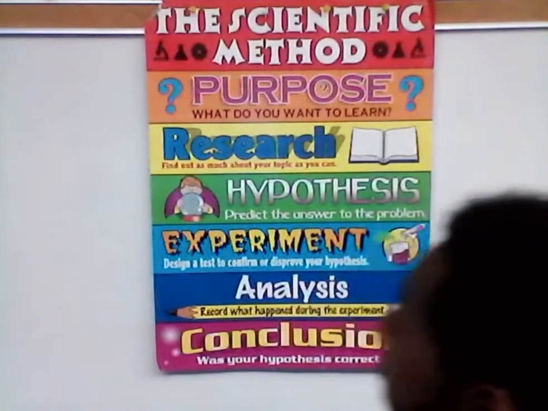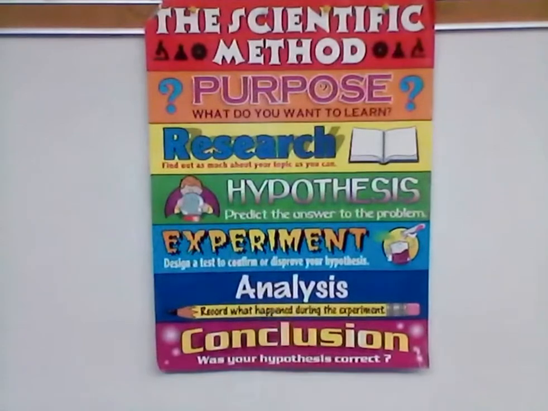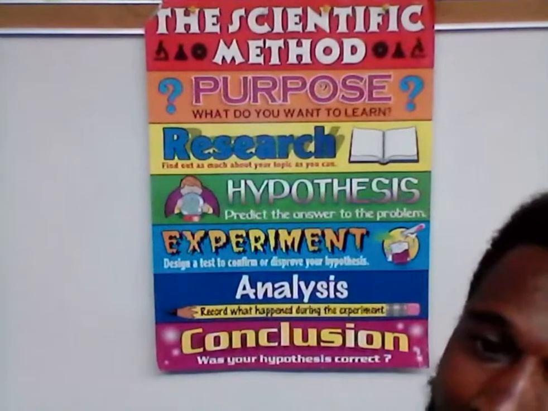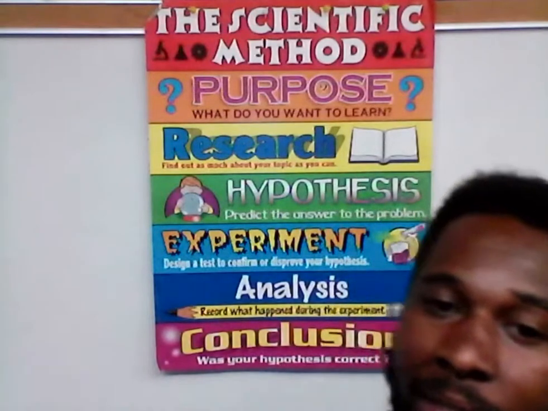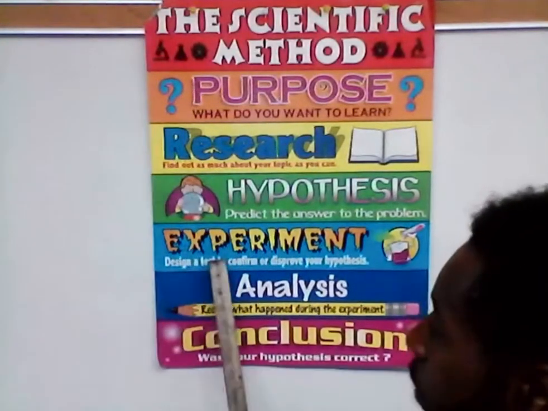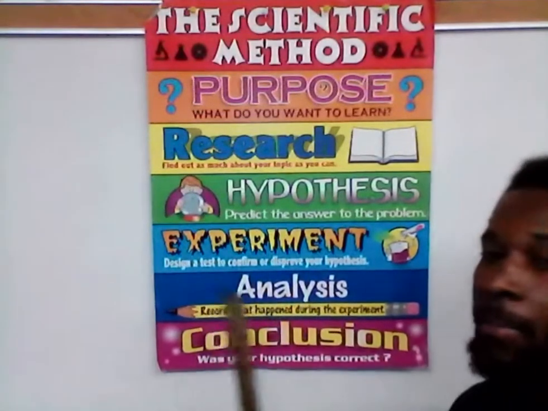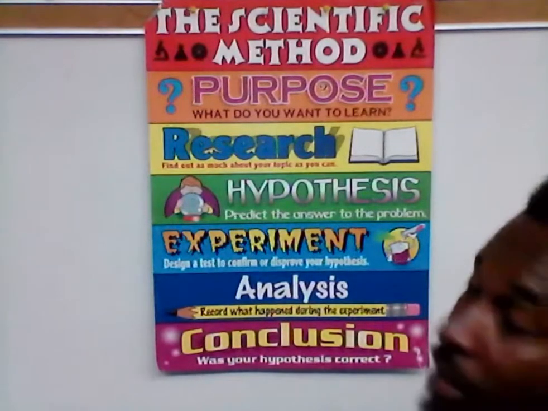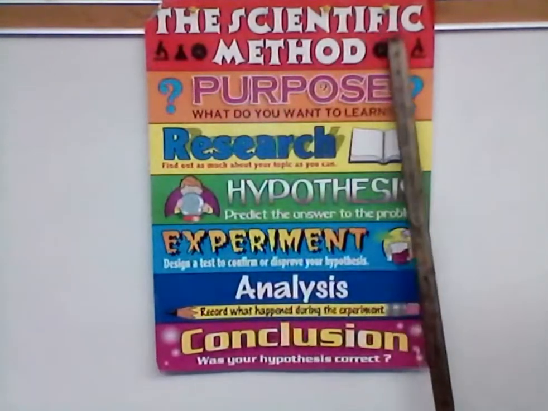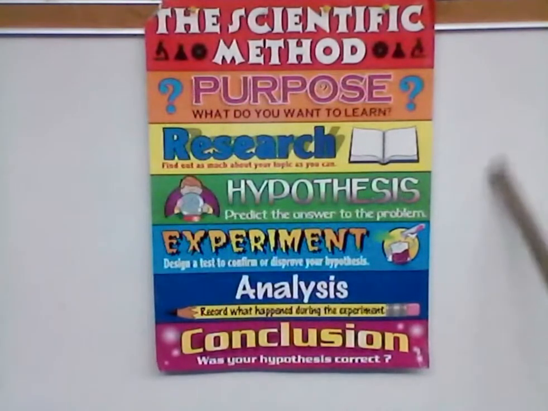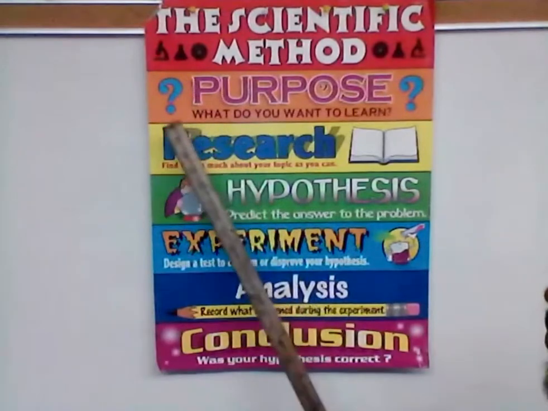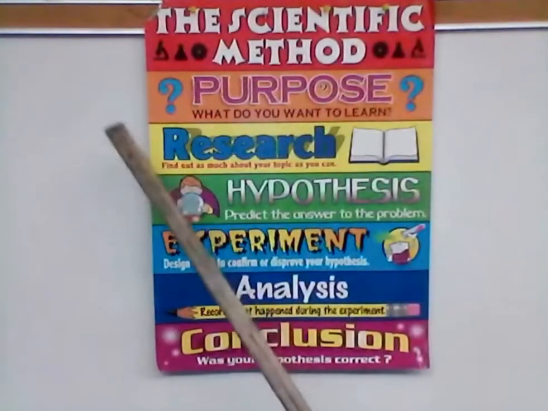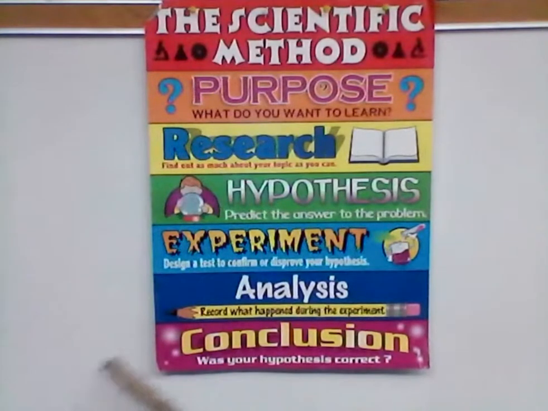Now, the experiment is where you design a test to confirm or disprove your hypothesis. Again, to disprove a hypothesis means that the hypothesis itself is falsifiable. Now, that is very important because this is what scientists do as a model. A model is something to represent a phenomenon. So in this case, this model is this entire poster. It has been modeled as the scientific method and it has 1, 2, 3, 4, 5, 6 steps.